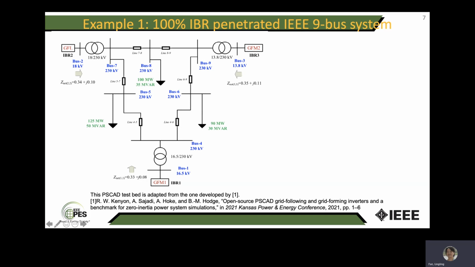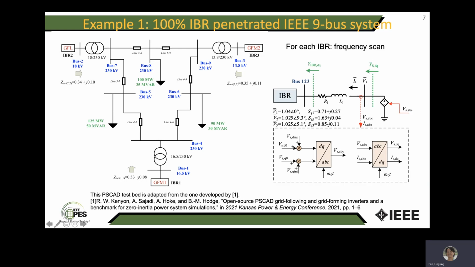In addition, this one will be measured. There are 3 IBRs: 1 grid-following converter and 2 grid-forming converters. For each of these IBRs, we establish a measurement test bed and conduct a frequency scan. One thing to mention is that we make sure the test bed's operating condition matches exactly with the IEEE 9-bus online system.